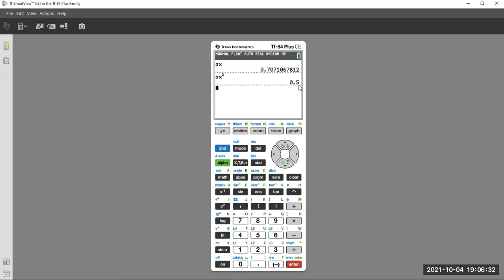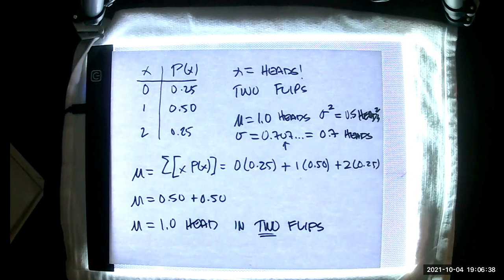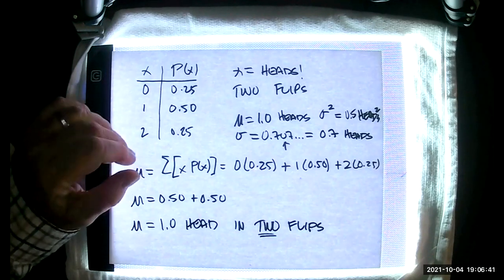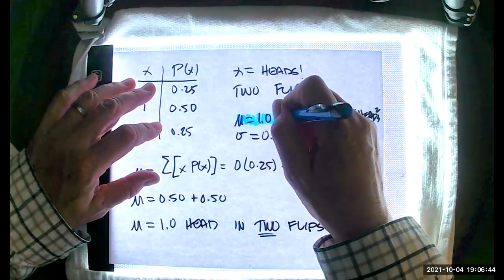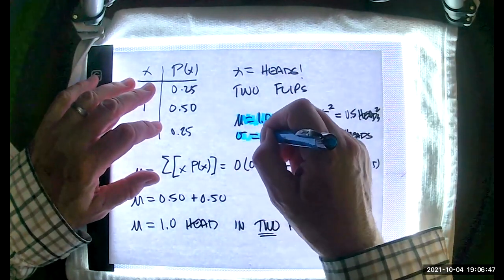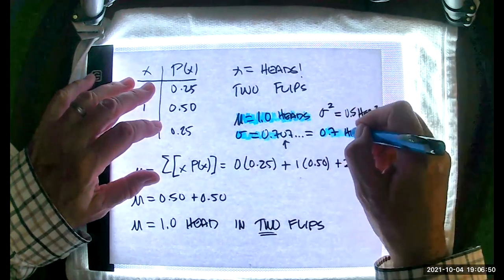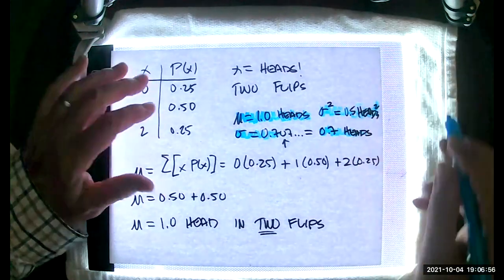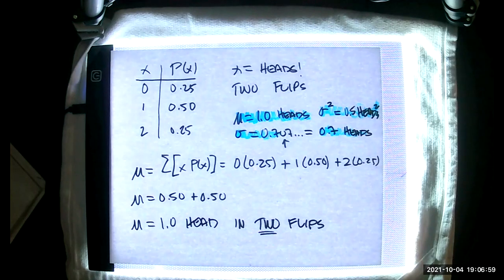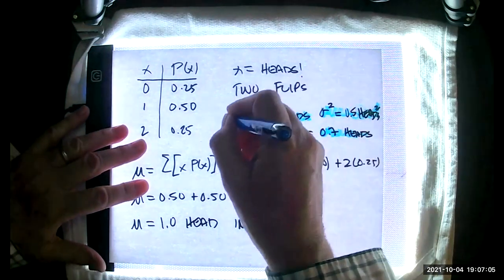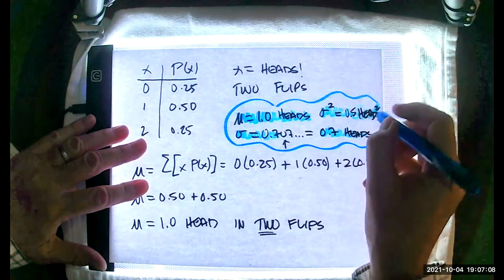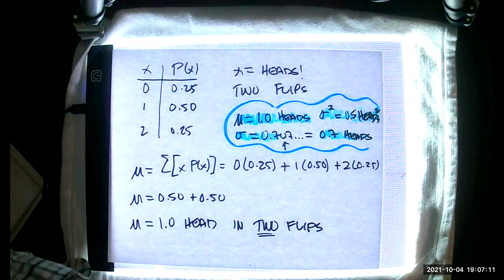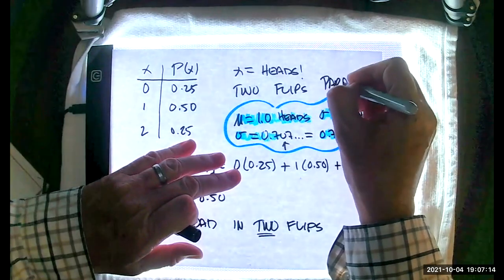Okay, so let me stop my sharing there and point out that the mean is 1.0 heads, the standard deviation is 0.7 heads, and the variance is 0.5 heads squared. So we've got the data in there, in our example anyway. And those are the, what do we call them? Remember, we call them parameters.